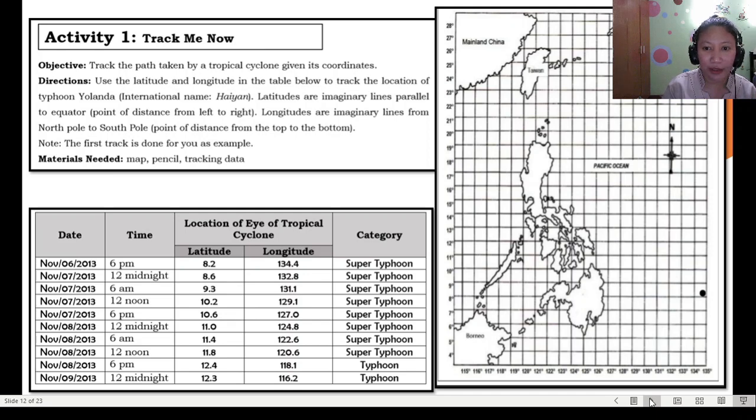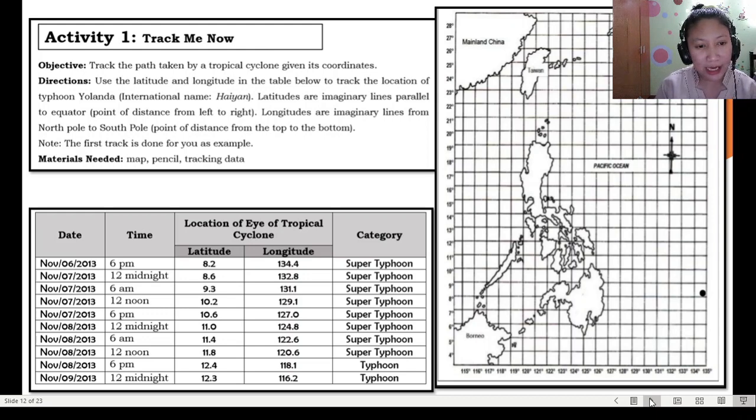And then, ito naman yung ating activity number 1. Itatrack natin si Tropical Yolanda, Tropical Typhoon Yolanda. Ang international name niya ay Haiyan. So, lahat ng bagyo na pumapasok sa ating bansa ay nilalagyan ng sarili nating local name. So, dito sa example ng activity na to, si Yolanda. Pero lahat ng bagyo ay meron kaakibat na international name. So, for Yolanda, it's Haiyan.